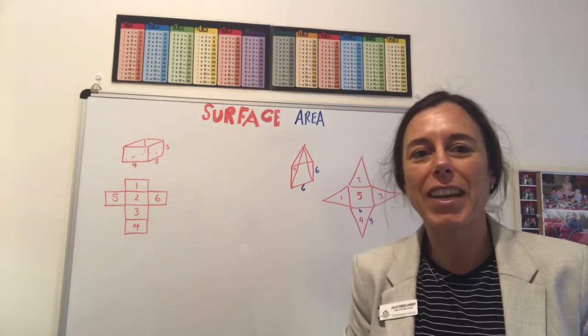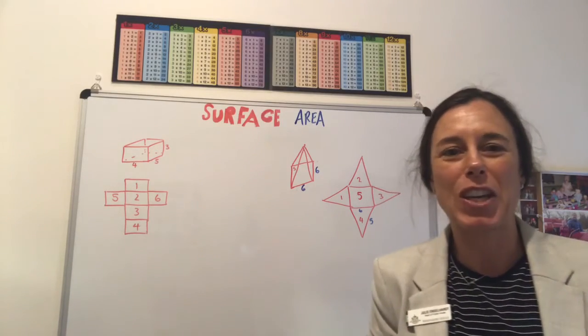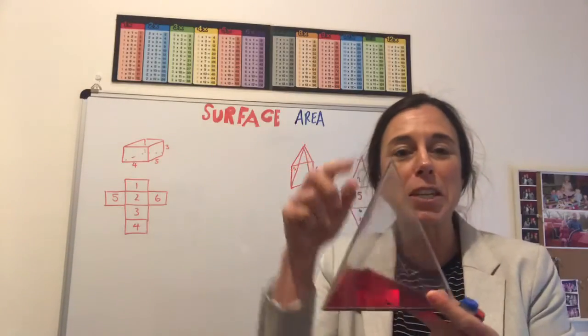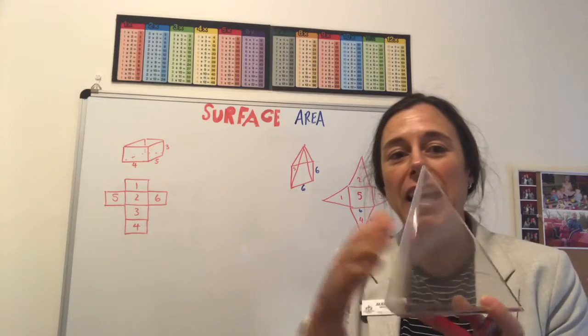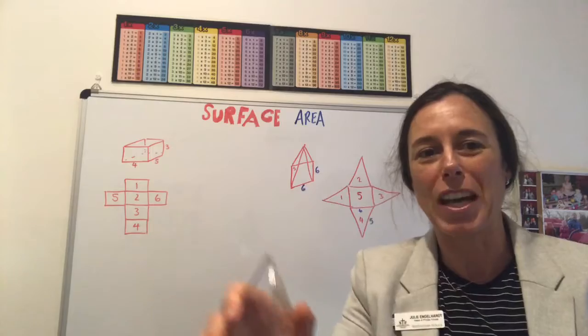So surface area is determining the area of every surface of a solid shape. So if I have a triangular based pyramid and I'm asked to find the surface area, I need to find the area of each of the four faces of my solid shape.